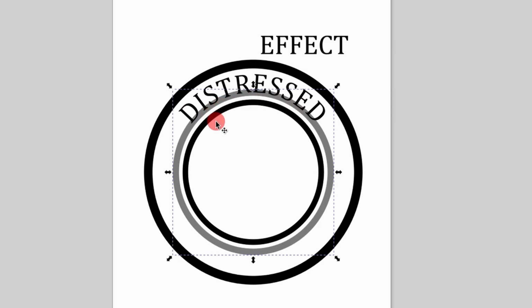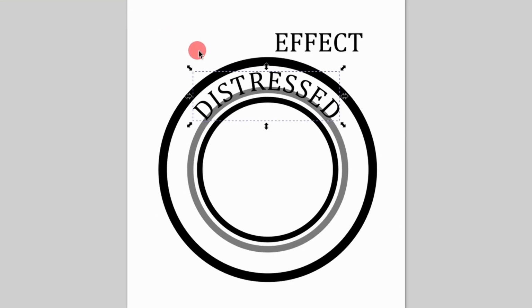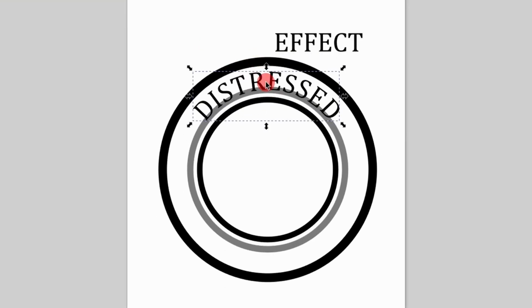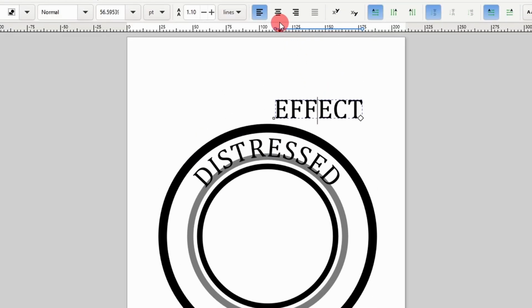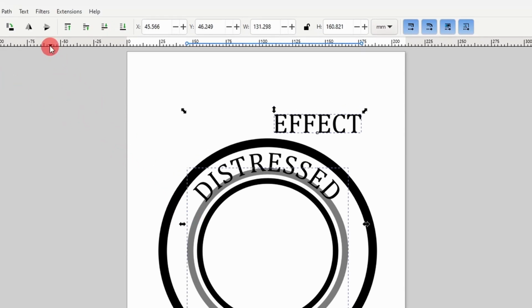We now want to turn the text object into a path by selecting it and going to Path, Object to Path. This will detach the text from the circle so that we can use the circle for the other text object. Okay, and for the other text object, let's first double-click it and change the alignment to centered. Then let's select the text object and the middle circle, and go to Text, Put on Path.